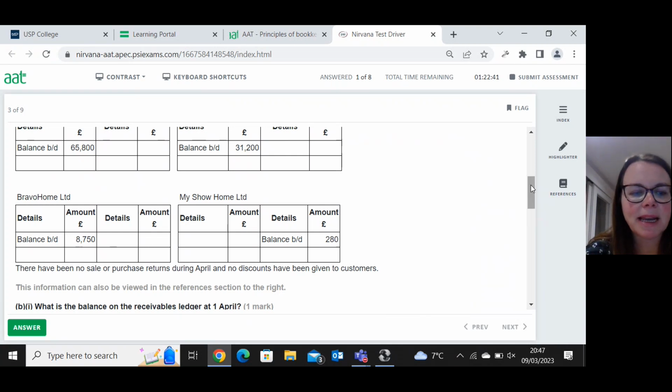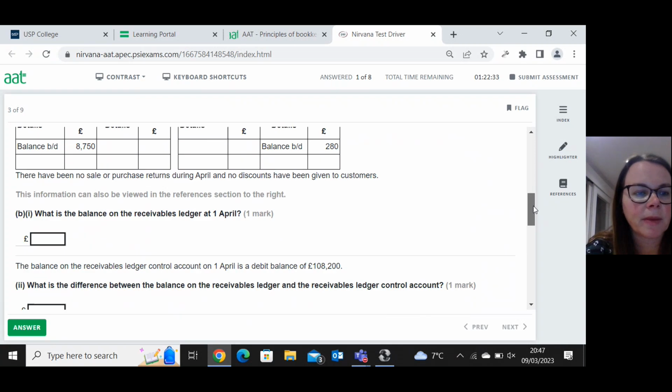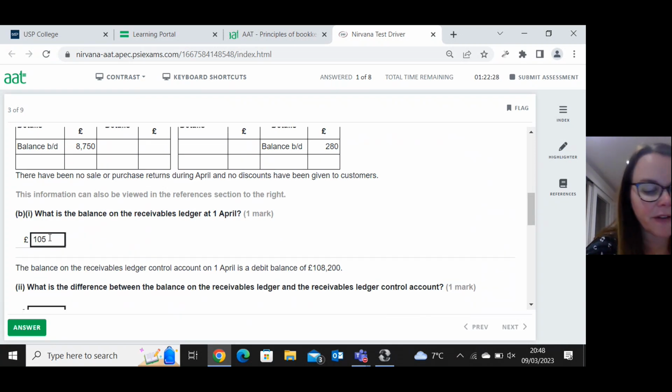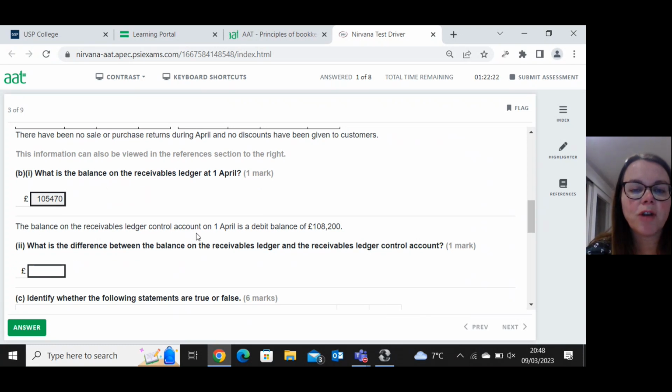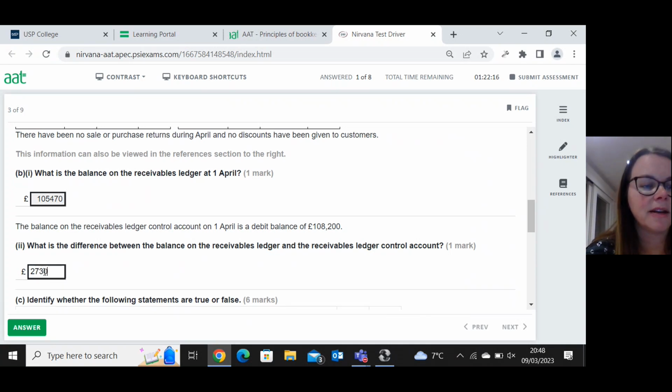We've been asked what is the balance on the receivables ledger. We simply add up all the debit balances and subtract the credit balance. That gives us 105,470. The balance on the receivables ledger control account is 108,200. What's the difference? Nice and easy.